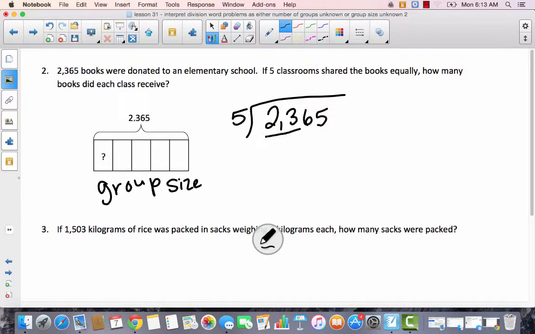I've got to think of this as 23. Well, nothing times 5 is exactly 23, but 4 times 5 is 20. So 23 minus 20 is 3. And I'm going to add to that 6 tens, and I'm going to divide that by 5. 36 divided by 5 is 7. 7 times 5 is 35.